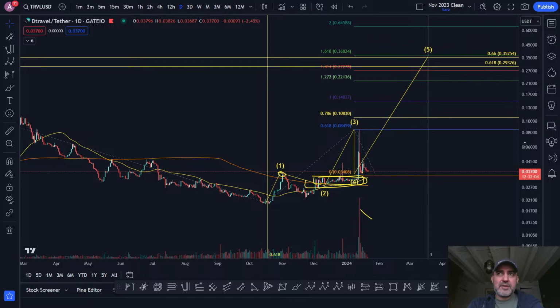The other thing that's going to be really big for Dtravel is wallet as a service, and that basically allows every single person who's signed up to Dtravel, whether they're a host or a traveler, to have a wallet.